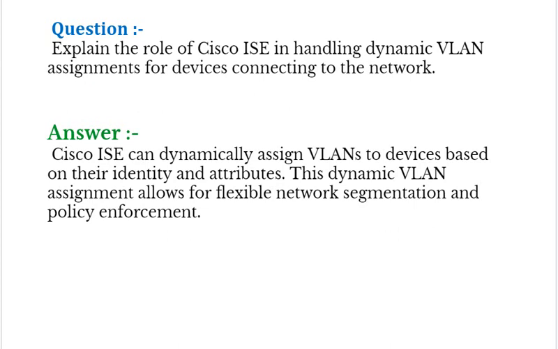Our next interview question is: explain the role of Cisco ISE in handling dynamic VLAN assignments for devices connecting to the network. Your answer should be: Cisco ISE can dynamically assign VLANs to devices based on their identity and attributes. This dynamic VLAN assignment allows for flexible network segmentation and policy enforcement.